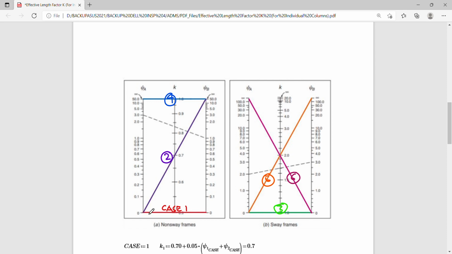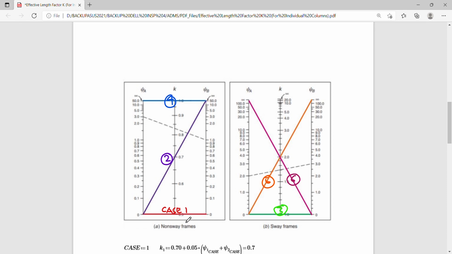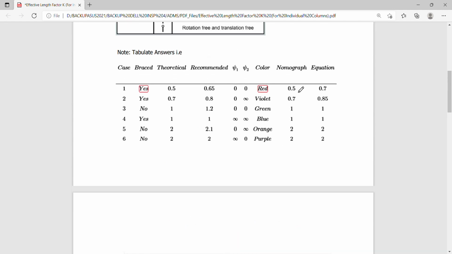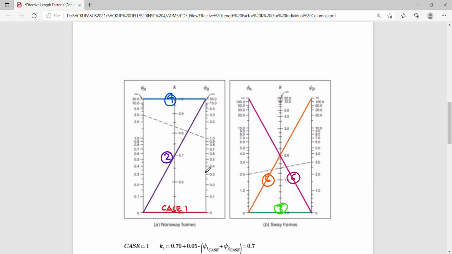the psi values of the two ends 0, 0. So we get K is simply equal to 0.50, which is then tabulated here in the nomograph column. Then for case 2, we plot the psi 0, infinity, so we get 0.7.